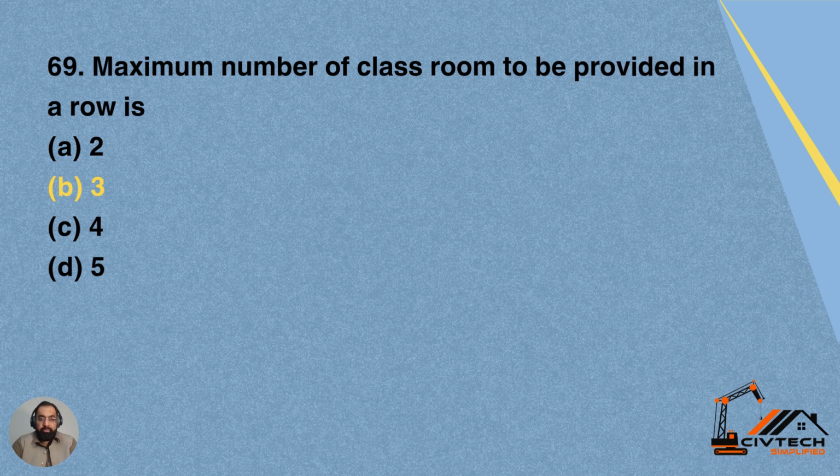Then we have 69. Maximum number of classrooms to be provided in a row is number A, 2, B, 3, C, 4, D, 5. So three classrooms should be provided in a row, and after that there should be a joint.